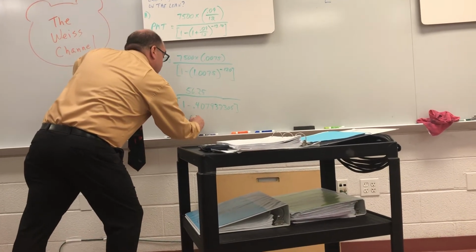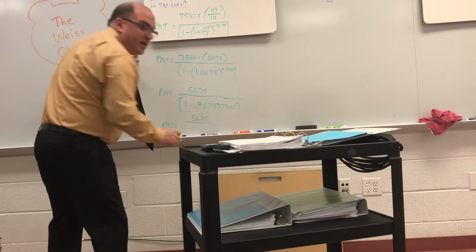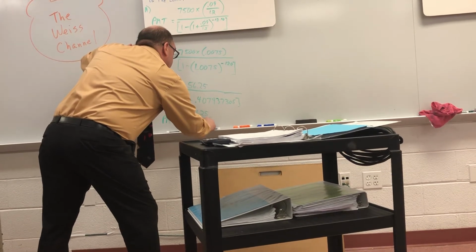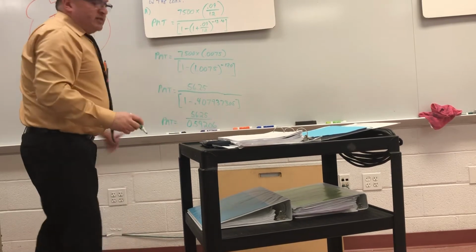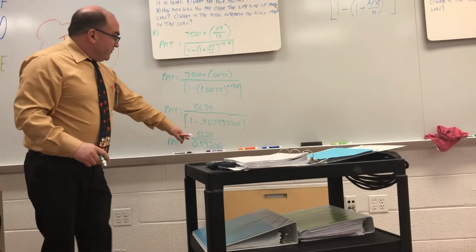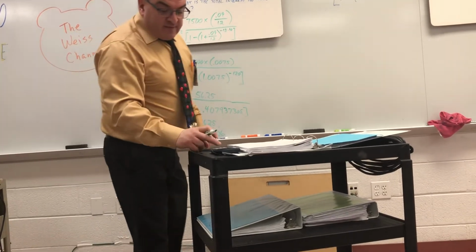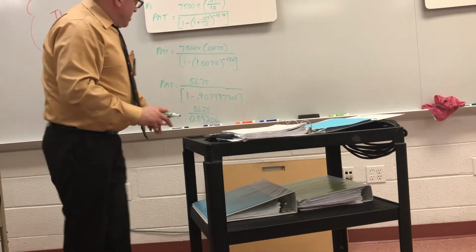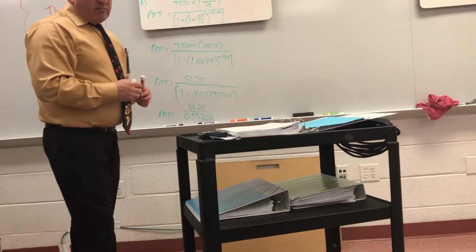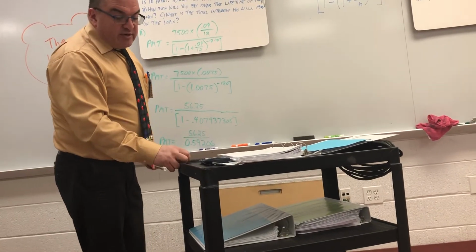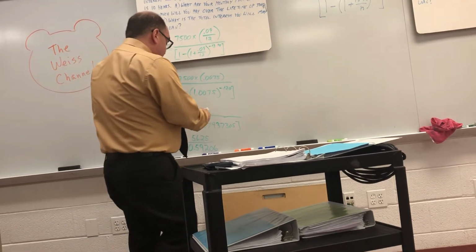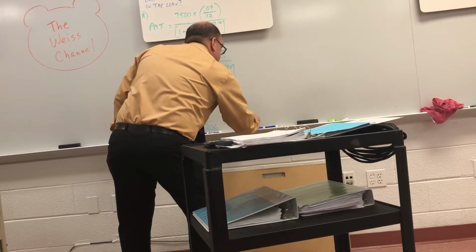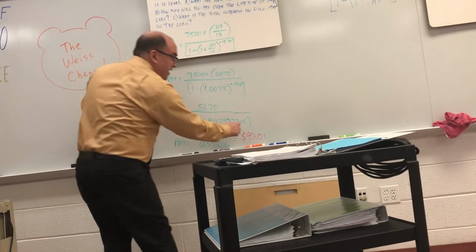56.25 divided by 0.59206. Okay? So I'm going to do 56.25 divided by this number. 56.25 divided by 0.59206, and I will get 95.006, which rounds to $95 and 1 cent. That is going to be your monthly payment.